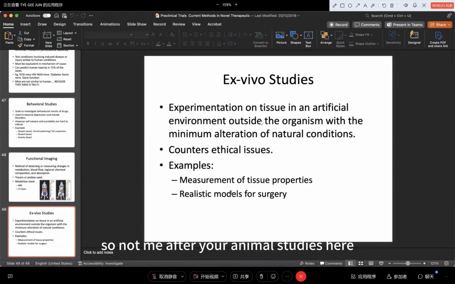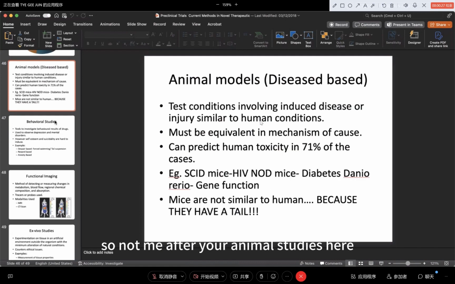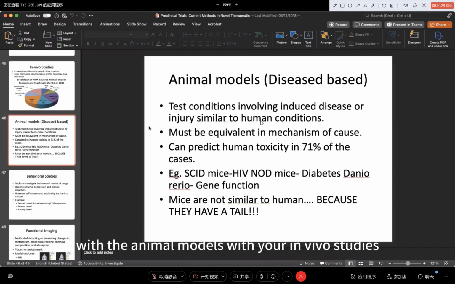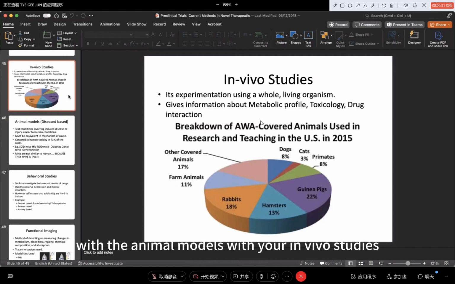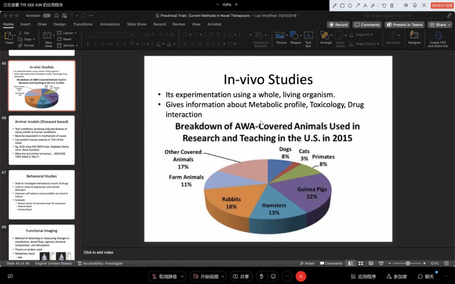Okay, so normally after your animal studies, with the animal models, with your in vivo studies, this is when you move on to the next step. Now, before I move on to that part where you all present, I would also like to share with you all this clinical trials. Give me a second.